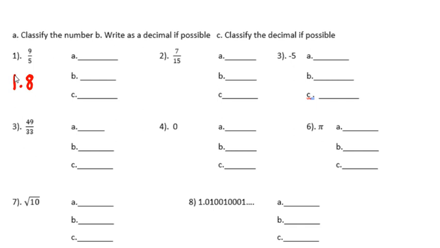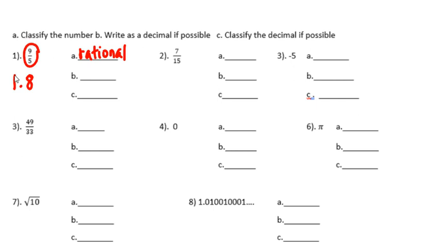1.8. So is that a natural number? No, we don't say 1.8 when we count. Is it a whole number? No, it's not a counting number or 0. Is it an integer? No, because it's not a whole number or a negative whole number. Is it rational? I know for a fact it's rational. You know how? Because it was a fraction to start with. If it's a fraction of integers, it is always rational.